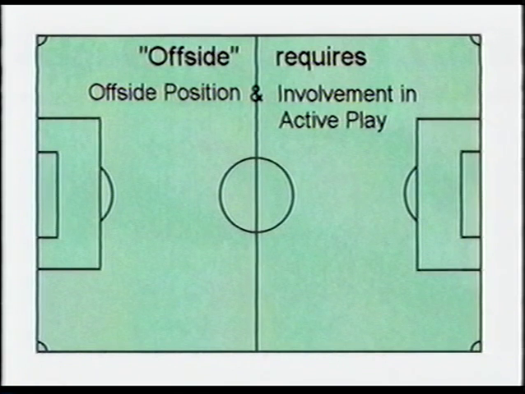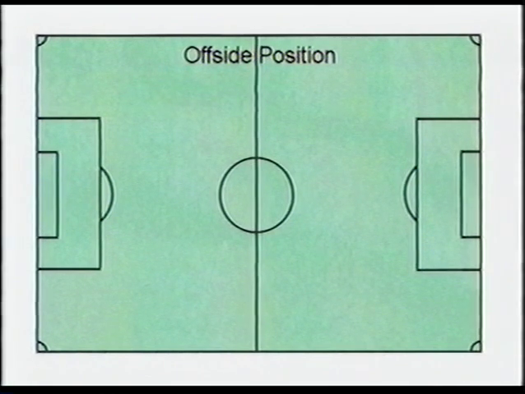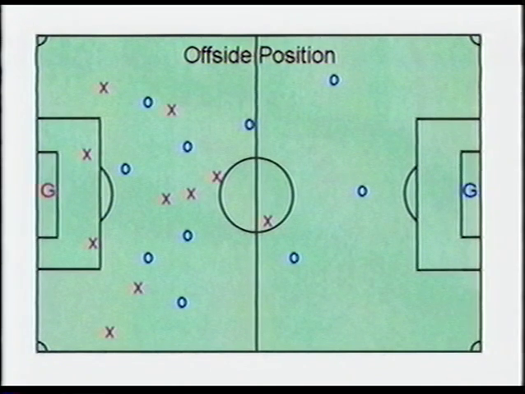As you will eventually learn, a player can be in offside position without committing an offside infraction. To be in an offside position, the player has to fulfill 3 requirements. First, he has to be in his attacking half of the field. In other words, over the halfway line. Second, he has to be ahead of the second to last defender. Third, the player must be ahead of the ball. All 3 requirements must be met for a player to be in offside position. If one is not met, offside position does not exist.